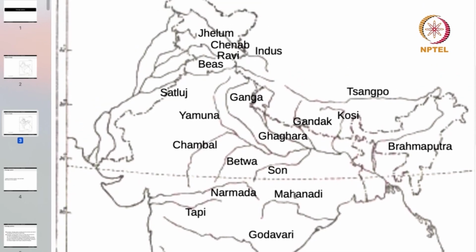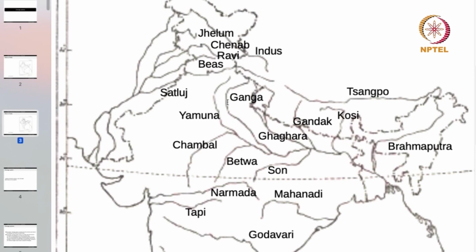Our rivers can primarily be divided into two categories. We have the Himalayan drainage and we have the peninsular drainage. In the case of Himalayan drainage, we have the river Indus and its tributaries. So here you have the Indus river, then you have Jhelum, Chenab, Ravi, Byas and Satluj. So these are the 6 rivers that form a part of the Indus drainage system.